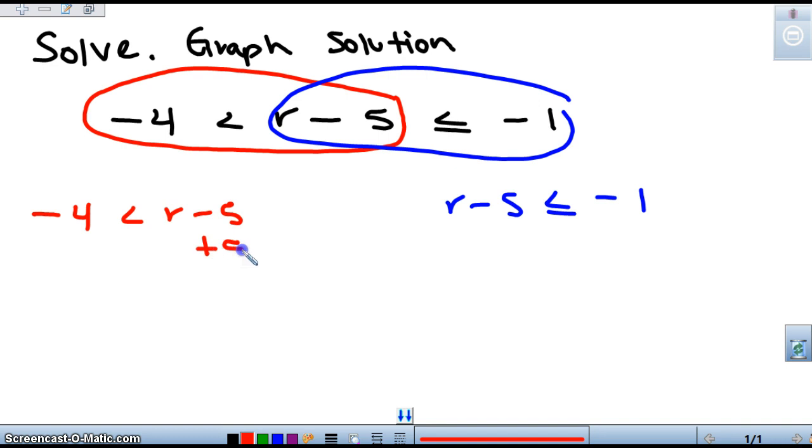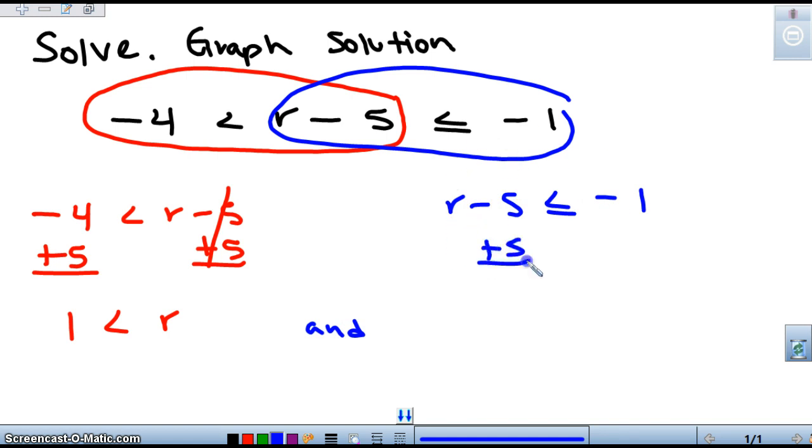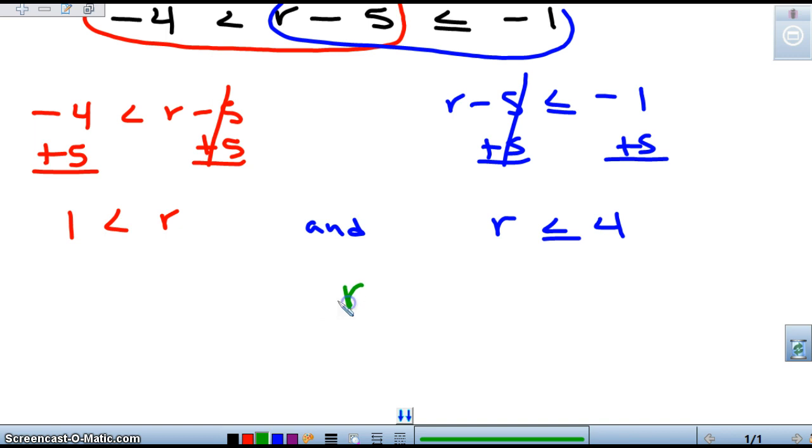Let's start by solving negative 4 is less than r minus 5. That means we have to add 5 to both sides. Negative 4 plus 5 is 1, is less than r. So we've got part of our answer. And we can solve the other one in blue ink. Plus 5, plus 5. r is less than or equal to 4. We can rewrite this as a compound inequality: r is greater than 1 and r is less than or equal to 4.